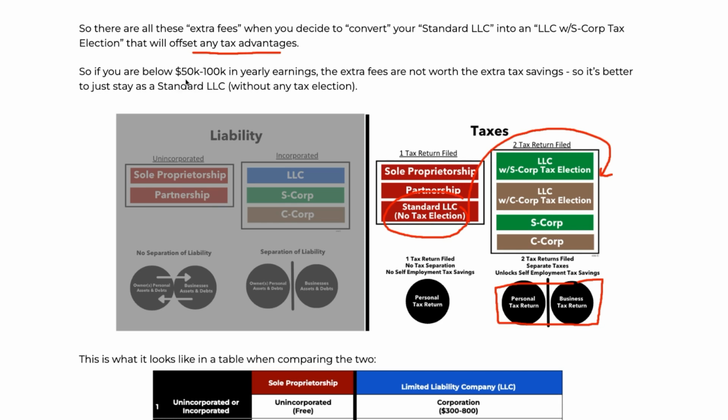If you are below $50,000 to $100,000 in yearly earnings, the extra fees are typically not worth the extra tax savings. So it's better for you to just stay as a standard LLC without any tax selection. But again, remember, you still get the liability protection because you're an LLC, but you just don't get any tax benefit because you're a standard LLC. And so typically if you're below that mark, that is where most accountants and most people would say, hey, you know what? It might be better for you to stay a standard LLC.